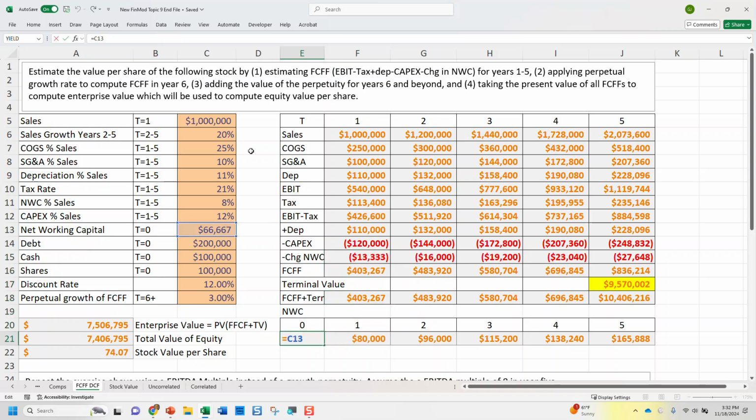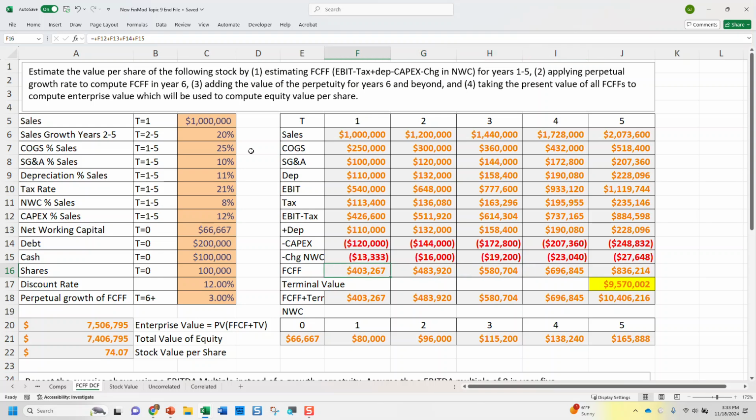I told you the current balance of net working capital today is 66,000, and I say the future is going to be 8% of sales. So this is the net working capital forecast. So what I'm going to do is I'll take the change in net working capital from 0 to 1, 1 to 2, and so on. And then that will give me the free cash flows for year 1, 2, 3, 4, 5.